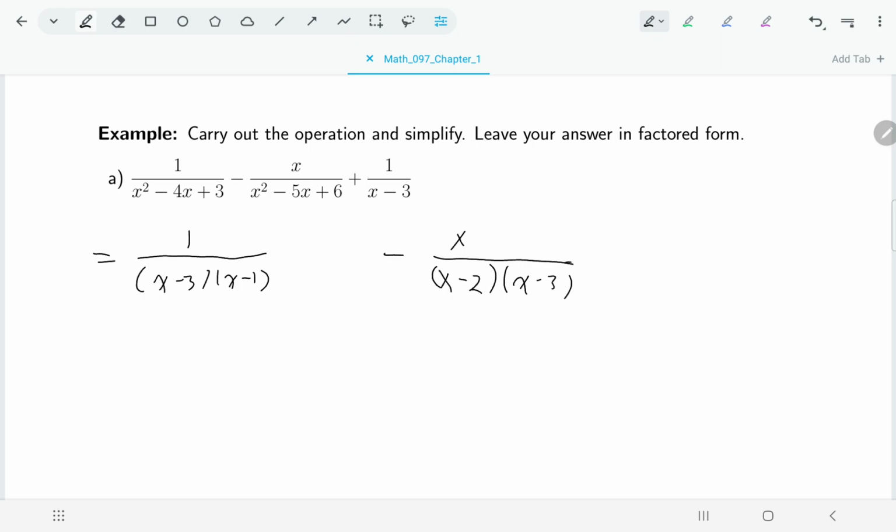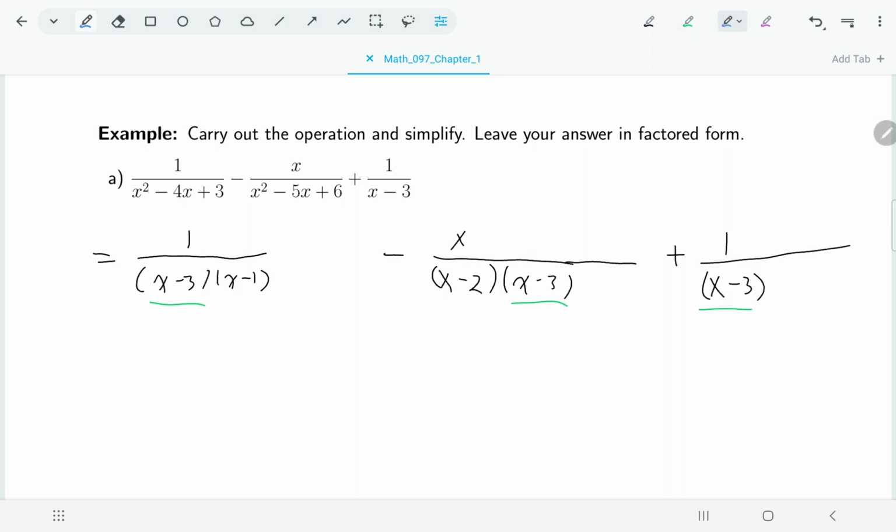And our last denominator is already as simplified as it's going to get. X minus 3 is not going to factor any further. So if we're looking at what we currently have, all three of our denominators have an x minus 3 in them already. One of them has an x minus 1 and the other ones don't.